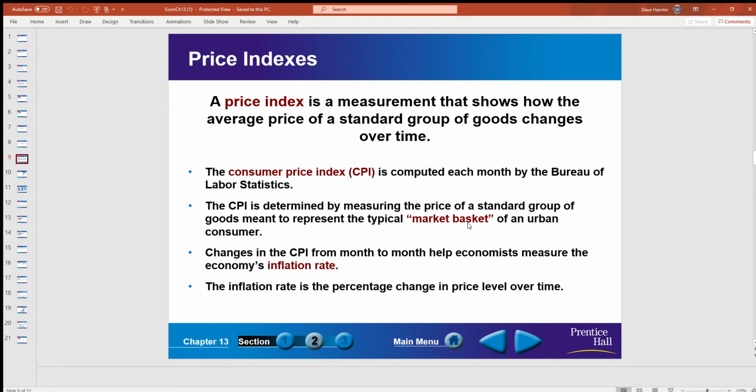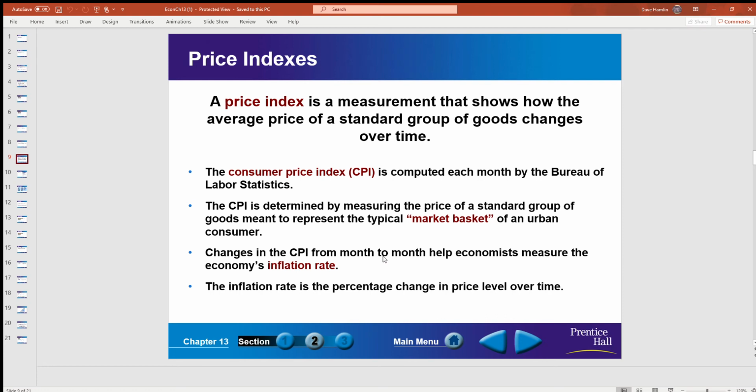CPI is a market basket of goods. What they do is look at the urban consumer. They look at all the stuff they buy, from toilet paper to food to clothing to gasoline and on and on and on. The stuff that we buy every day, it basically is part of the composite of the Consumer Price Index. They take and factor the price changes for all those goods together.